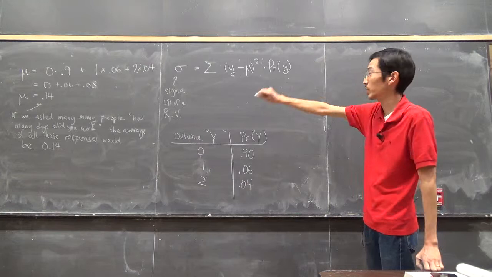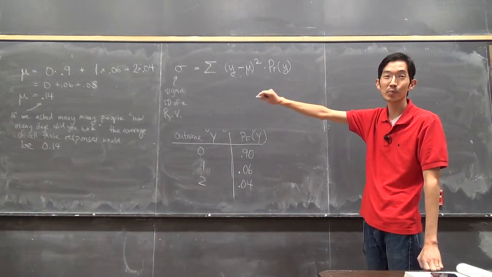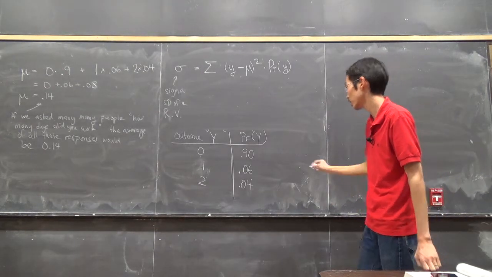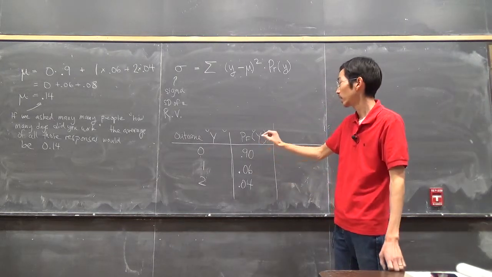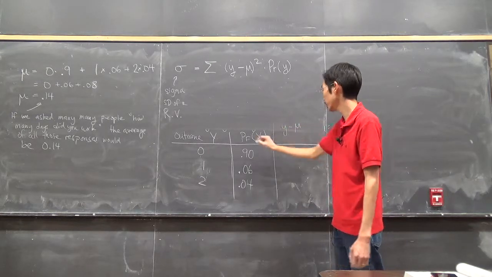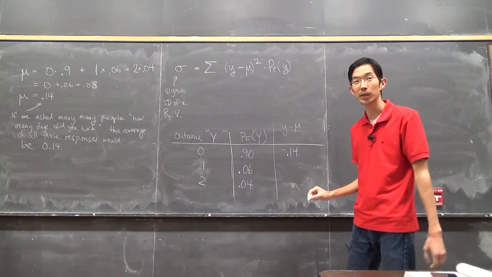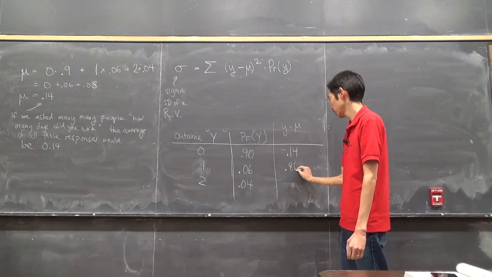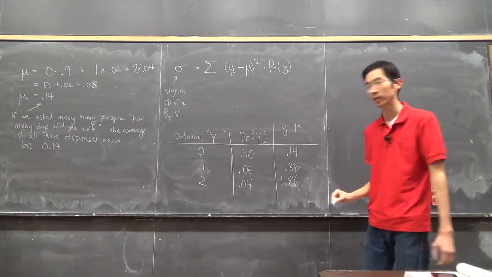So what was the mean that I calculated in the previous problem? We said 0.14. So the mean number of days somebody works is 0.14. In this case, I could do y minus mu. So 0 minus 0.14 would give me negative 0.14. And 1 minus 0.14 would give me 0.86, and 2 minus 0.14 would give me 1.86.